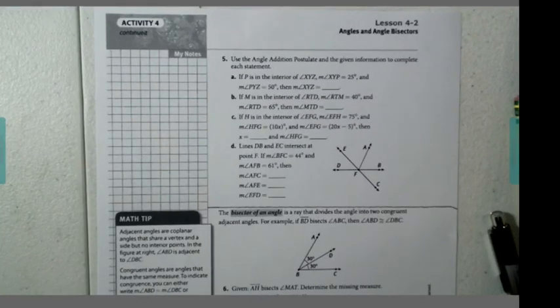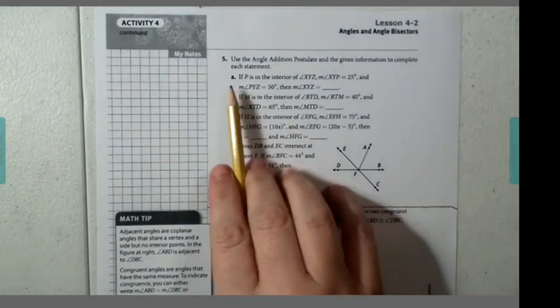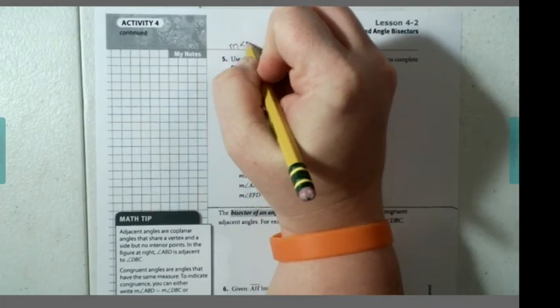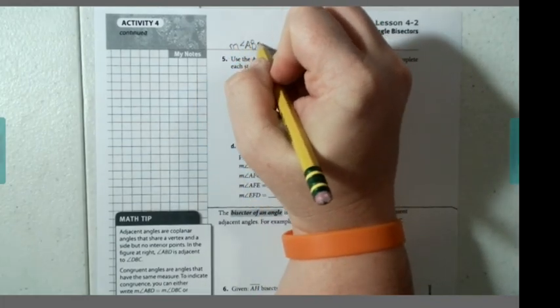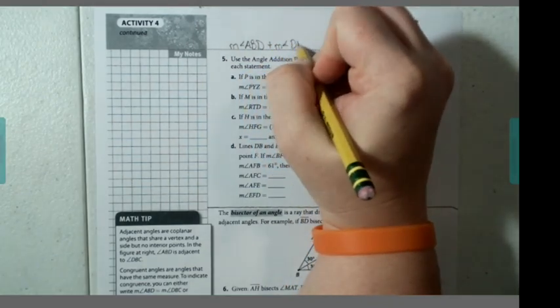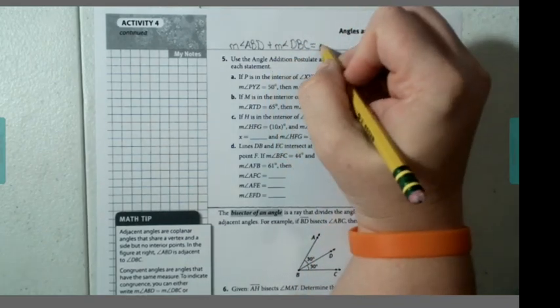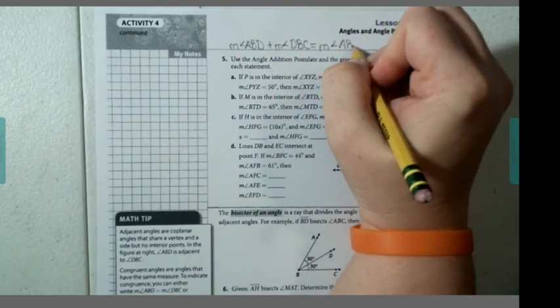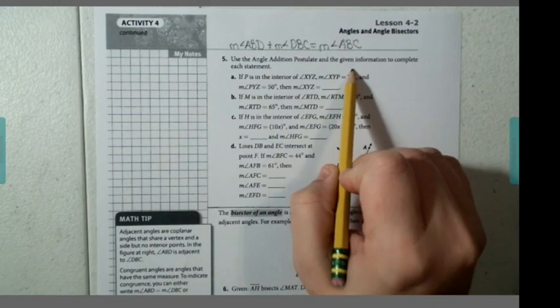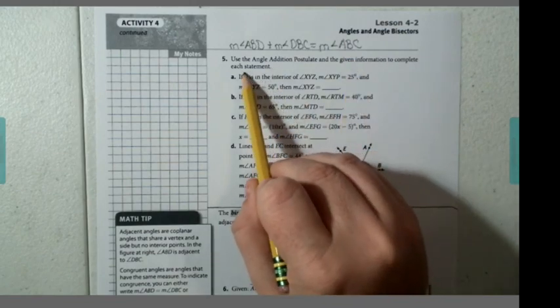We are now moving on a little bit further into lesson 4-2. This section, chunk 2, which would be question 5 only, is going to ask us to use the angle addition postulate, which is that part we just came up with on the previous slide that said the measure of angle ABD plus the measure of angle DBC equals the measure of the whole, which was ABC. So it says use this postulate and the given information to complete each statement.